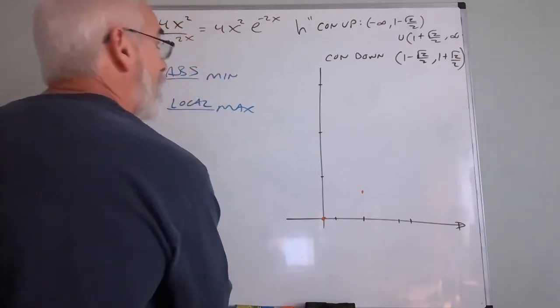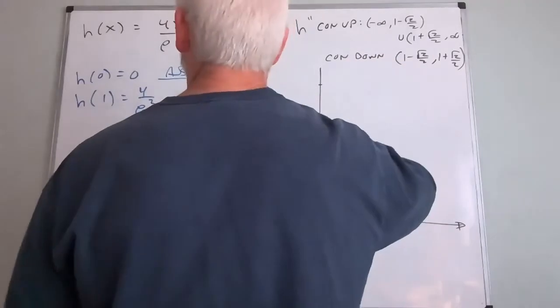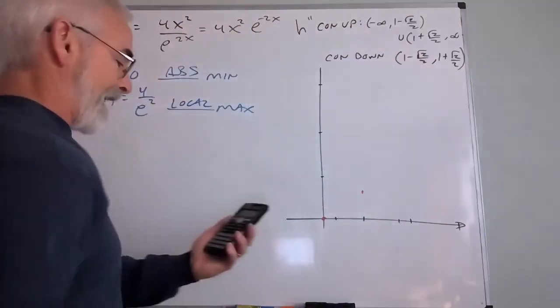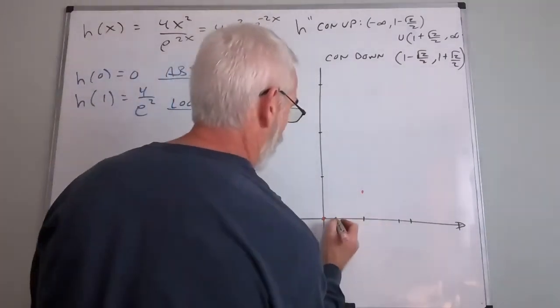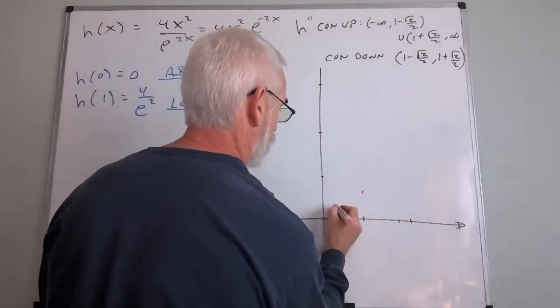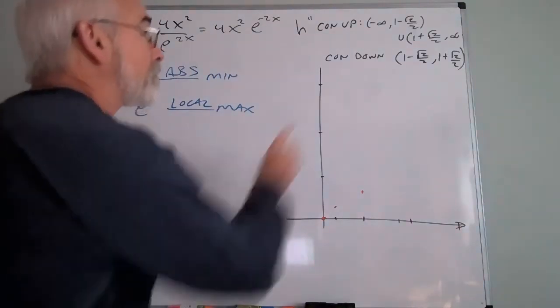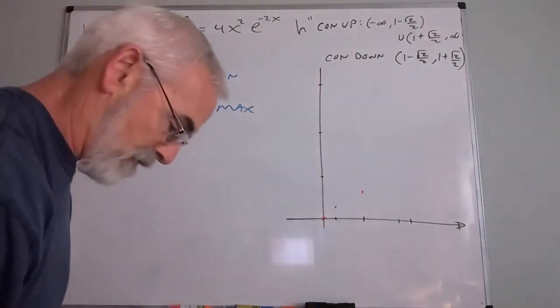All right, so when I put 1 minus root 2 over 2 into this function, I got about 0.25. Not a very big number. Okay, now let's put the other one in. 1 plus root 2 over 2.